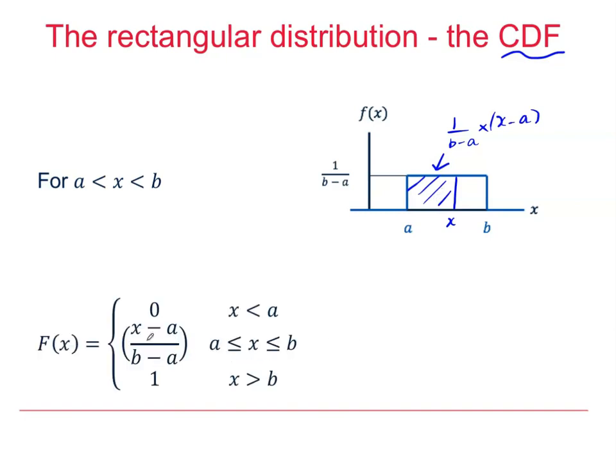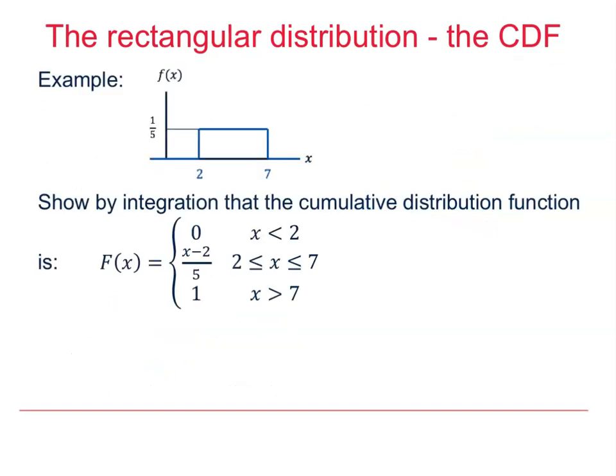So just putting that as a single fraction here, here's our CDF within the limits between a and b. When x is less than a, the cumulative probability is 0, and when x is greater than b, the cumulative probability is 1. Please pause the video to read the example and attempt the integration here. We're not using the formula from the previous slide. We're actually going to derive this CDF, as shown here, by integration.